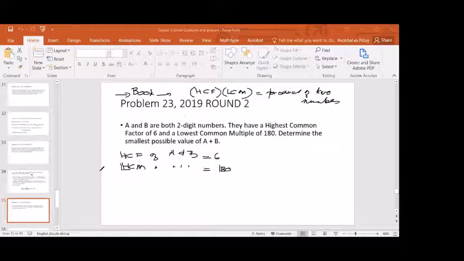Suppose we take a simple example. Take 12 and 16. A equals 12 and B equals 16. You can see quickly that the HCF is 4. That's the highest common factor, the number that goes into both of them. And the LCM would be 48. See, 12 goes into 48 4 times, 16 goes into 48 3 times. So 48 is a common multiple of the two, and nothing smaller than that will work.